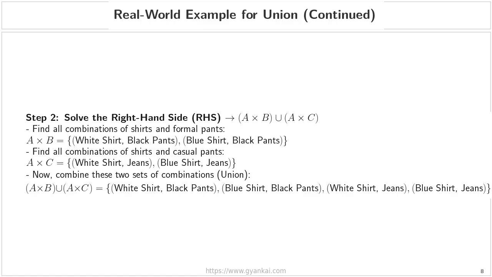This means we are going to combine both of these sets of combinations into one single, large set. When we take the union of these 2 groups, we end up with our full list of 4 possible outfits: white shirt with black pants, blue shirt with black pants, white shirt with jeans, and blue shirt with jeans. As you can see, this result is exactly what we calculated in the previous step, which brings us to our conclusion in the next slide.